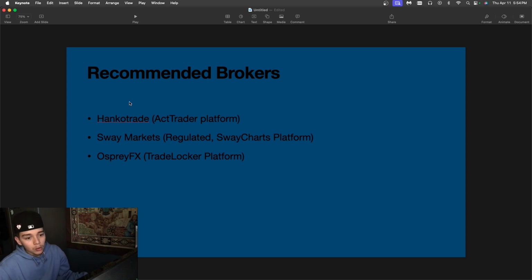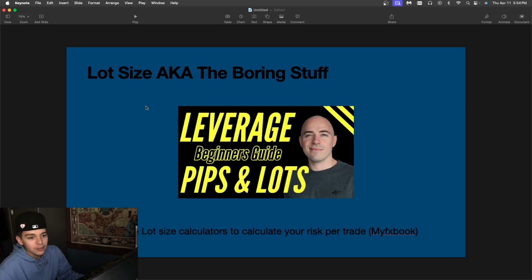So if you go to Hanko Trade, they use the ACT Trader platform. If you go to Sway Markets, they use Sway Charts, and they're a regulated broker, which means they're very good. Osprey FX uses the Trade Locker platform. So depending on what broker you go to, it's all different. Each broker has a different platform they use to place your trade. That's what I was trying to say.